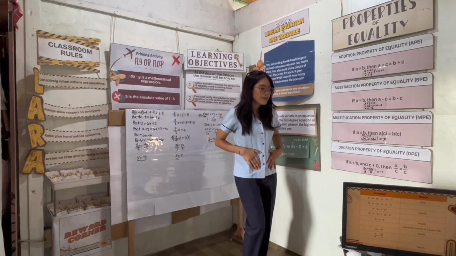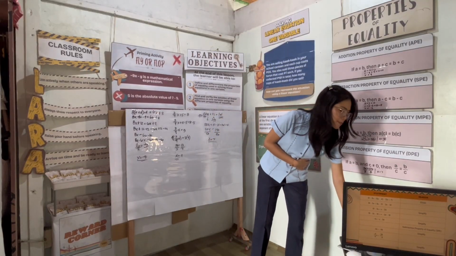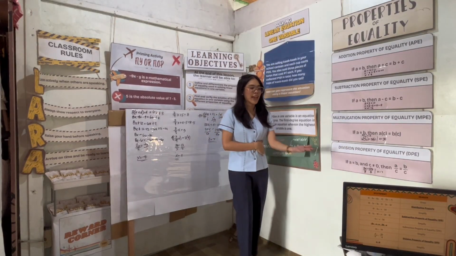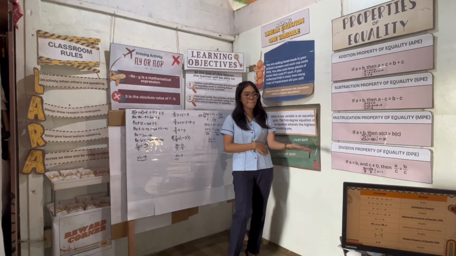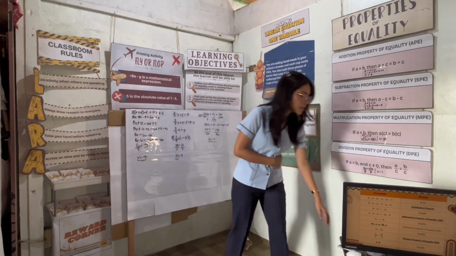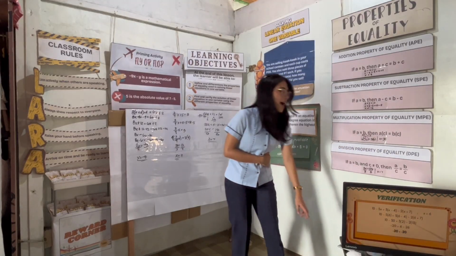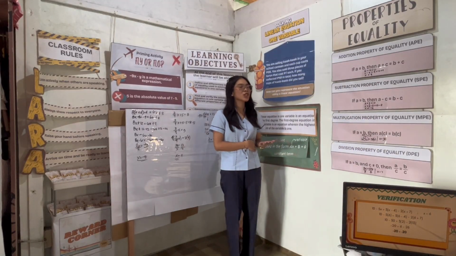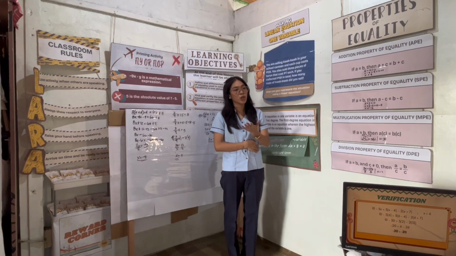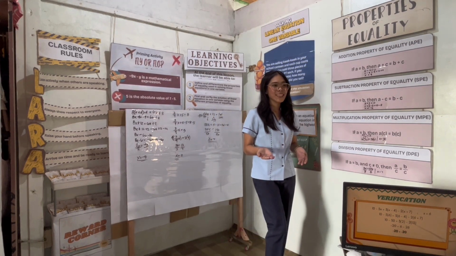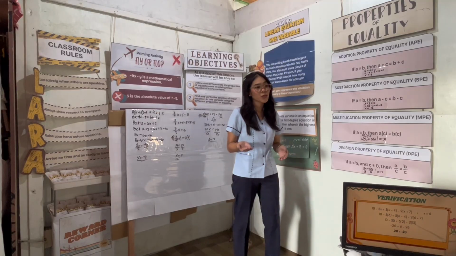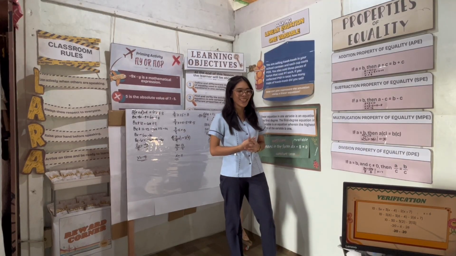And for your peace of mind, the answer is 6 by using distributive property, SPE, SPE, and DEE. And if we verify it, we will have a true statement of -20 is equal to -20. Okay, therefore, 6 is the solution of the equation.